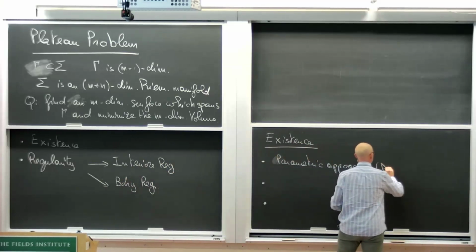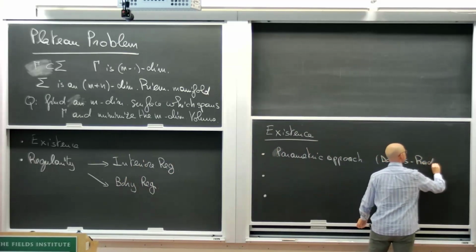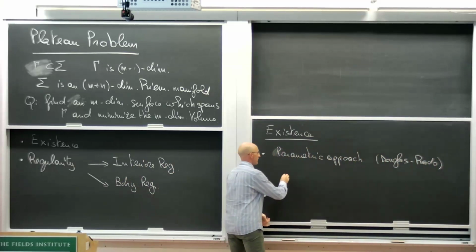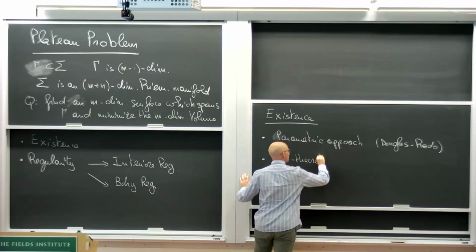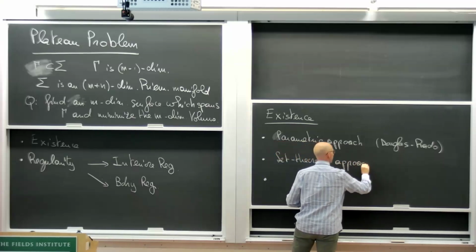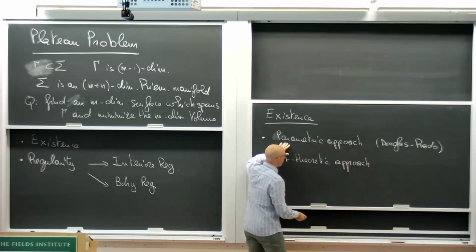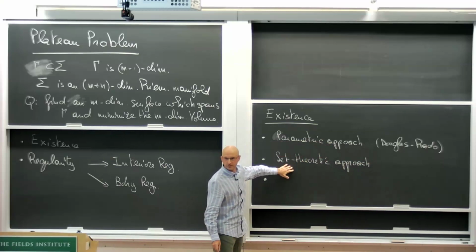So this was pioneered by Douglas and Rado, and I'm just going to mention very little about it. Then there's what I would actually call the set theoretic approach. Okay, this is really my name for it. Parametric approach is an accepted terminology in the literature. This I'm essentially coining.